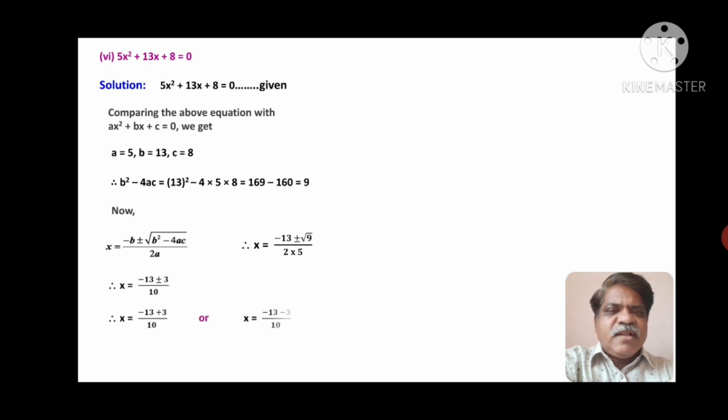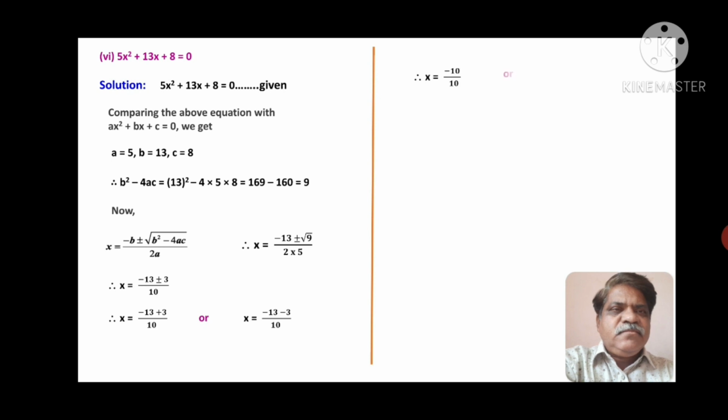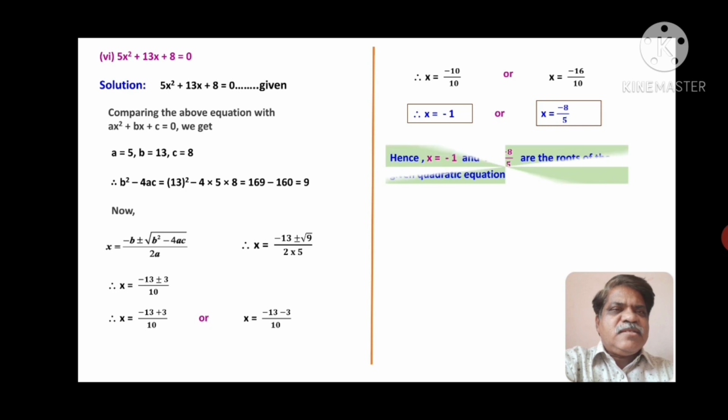So, we are getting that x is equal to minus 13 plus 3 upon 10, or x is equal to minus 13 minus 3 upon 10. So, friends, x is equal to minus 10 upon 10 or x is equal to minus 16 upon 10. Therefore, x is equal to minus 1 or x is equal to minus 8 upon 5. Hence, x is equal to minus 1 and x is equal to minus 8 upon 5 are the roots of the given quadratic equation. Friends, problems are very easy.